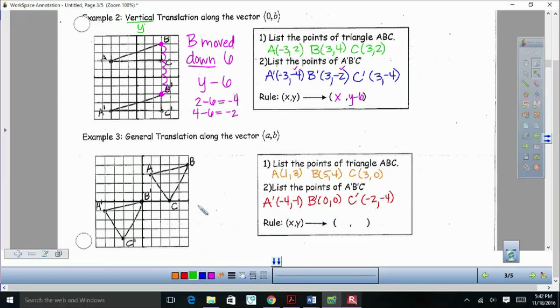Now, when you found your rule, hopefully you did it how I taught you. So I'm going to go with B and see how B changed. Going from B to B prime, I went left 1, 2, 3, 4, 5. Left is negative, and then I went down 1, 2, 3, 4. Down is also negative. So my x, which is side to side, changed by a -5, and my y, which is up and down, changed by a -4.